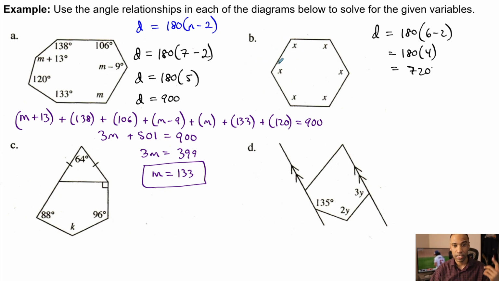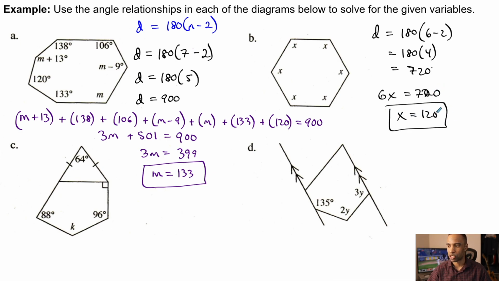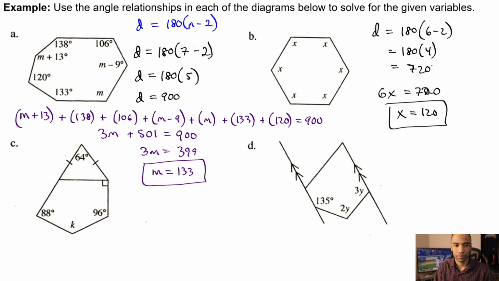There are 6 x's that are adding together here, x plus x plus x, or 6x equals 720, and divide by 6, we'll get x equals 120. That is the measure of each interior angle in the polygon there.